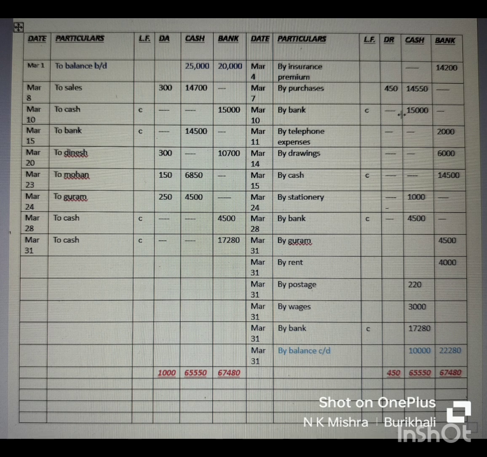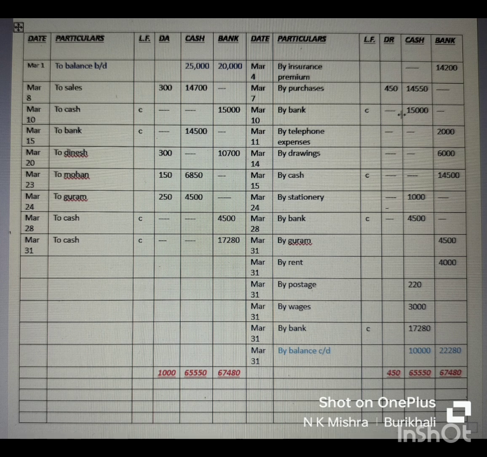When you are depositing cash into the bank, what is happening? In the bank money is coming, from cash money is going. So on the debit side I have written 15,000 in the bank column, money is coming. But when I am writing the amount in the bank column, I cannot write the word To Bank. That's why I have written To Cash there, meaning you are depositing cash in the bank. So To Cash on the debit side 15,000 rupees, and on the same date on the credit side I have to write that cash is moving away from me, cash is going away.